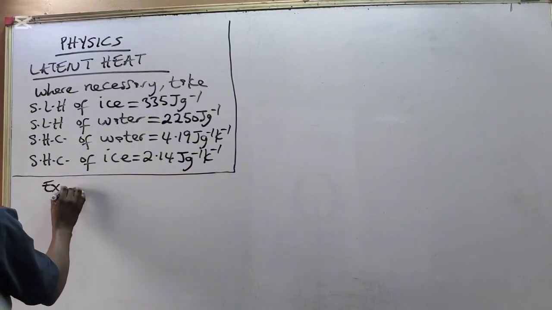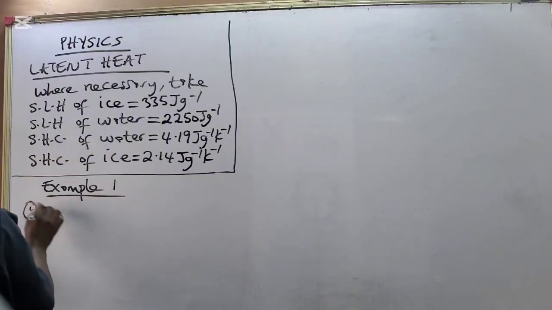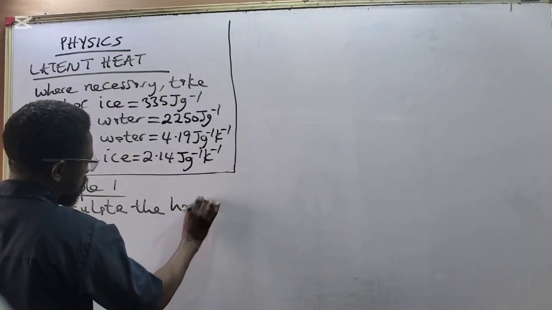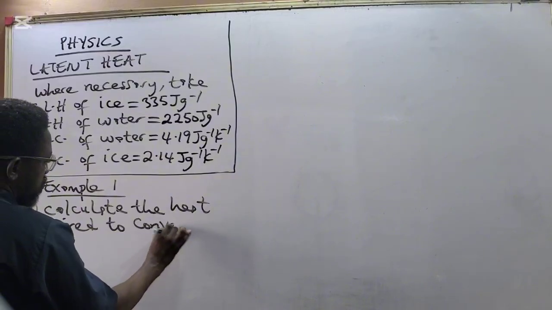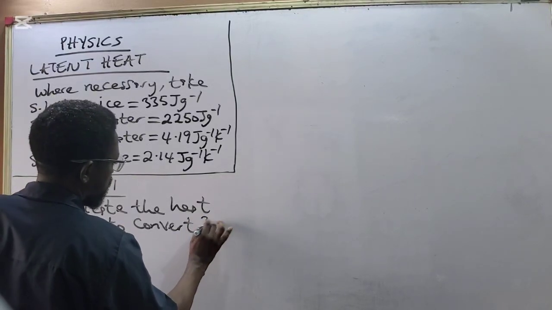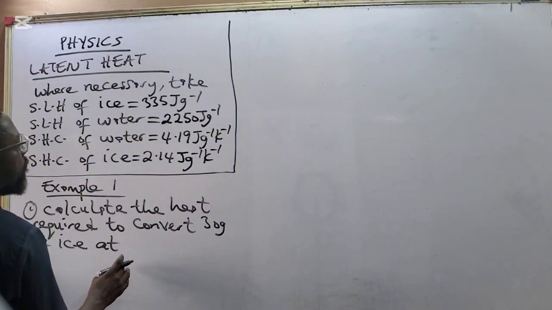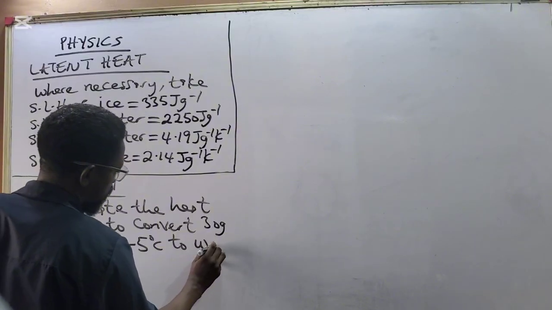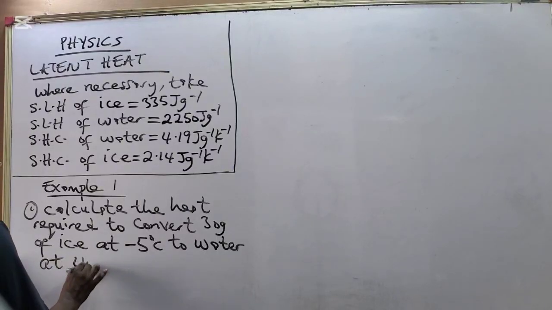Example 1. Calculate the heat required to convert 30 grams of ice at minus 5 degrees C to water at 40 degrees C.